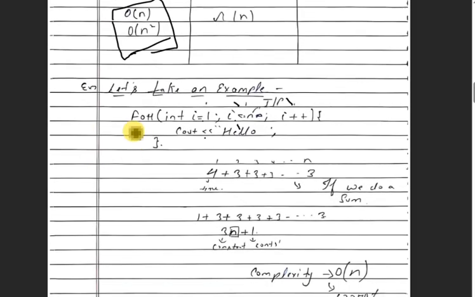Okay, first example, listen. For int i equal to 1, i less than or equal to n, i plus plus. The program says my program is working from 1 to n times. Got it? 1 to n times. And my program is running 4 times. First, 4 times: 1, 2, 3, and 4.